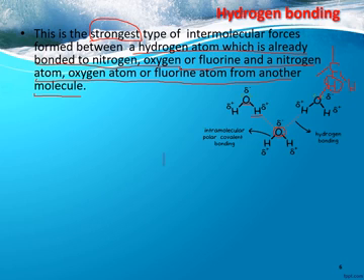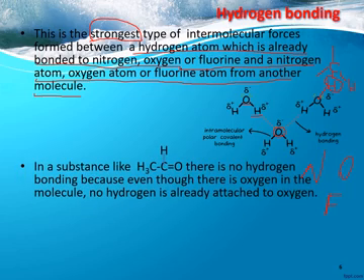So all hydrogen atoms are not suitable for making hydrogen bonding. The only hydrogen atoms which can make hydrogen bonding are those which are already attached to one of these atoms, nitrogen, oxygen, or fluorine. If a hydrogen atom is not already connected to one of these, it cannot undergo hydrogen bonding.